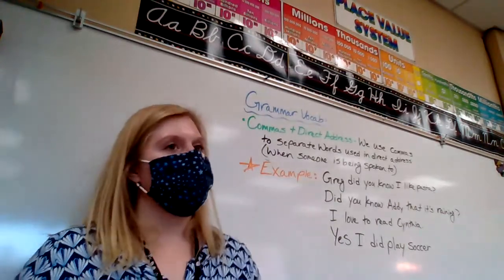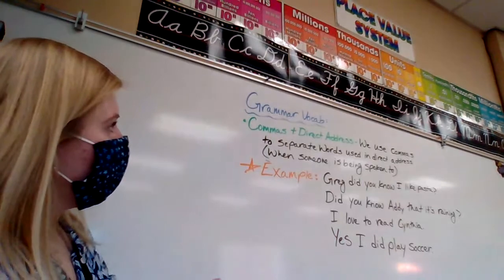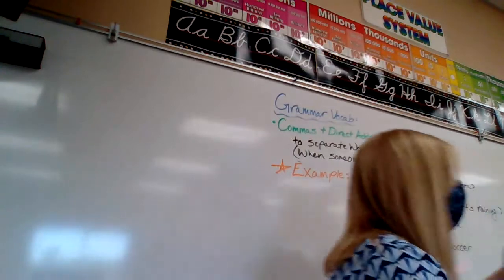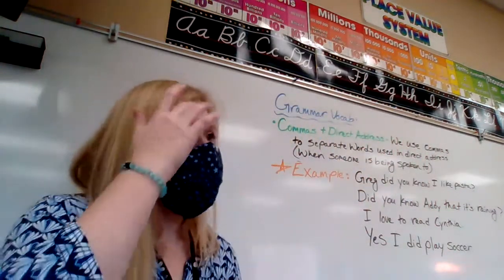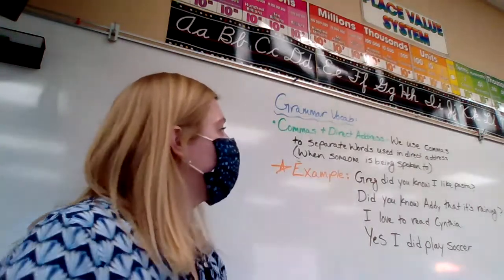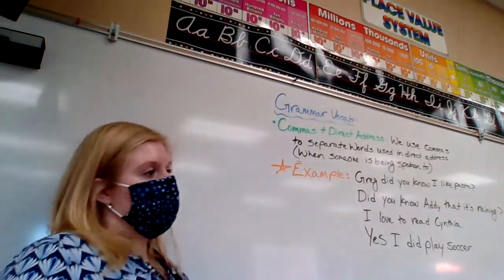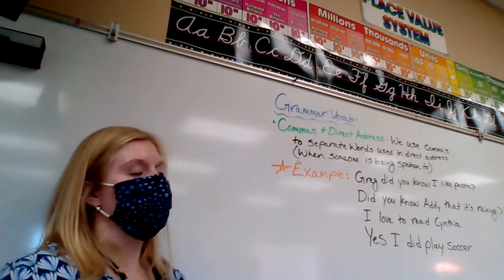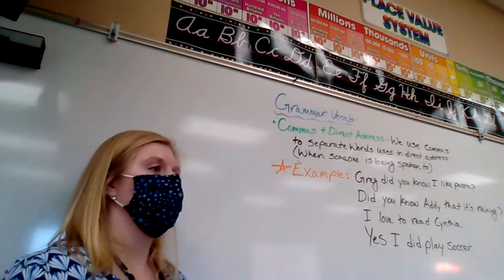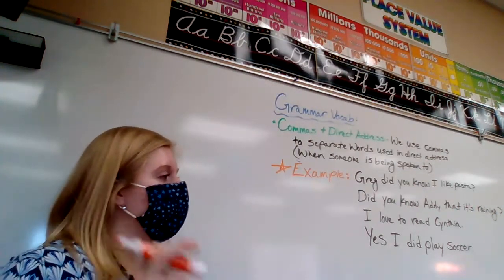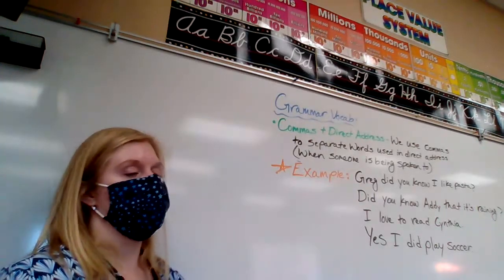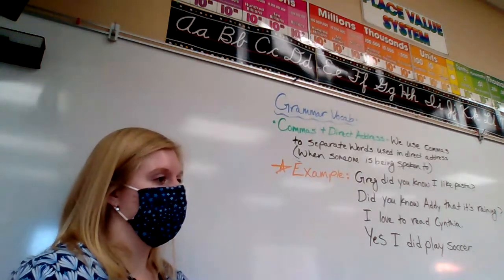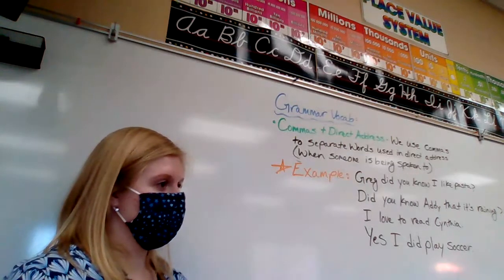So, like I was saying, we use commas to separate words used in direct address or when someone is being spoken to. So, the most common time we use this is when a name is in the sentence. So, our first example, Greg, did you know I like pasta? How many of you see the name in this sentence? Raise your hand. Okay, on the count of 3, you're going to say the name. 1, 2, 3. Greg. Greg, where do you think I would put the comma or commas for this one? Raise your hand if you think you know. Where would I put it, Chanel? You put one in front of the name and one after.